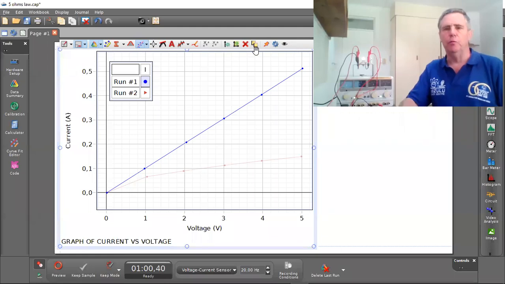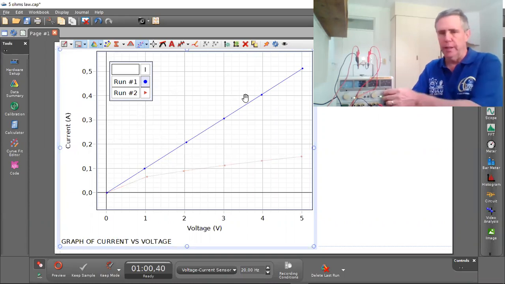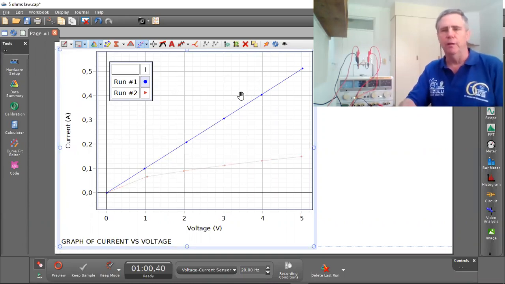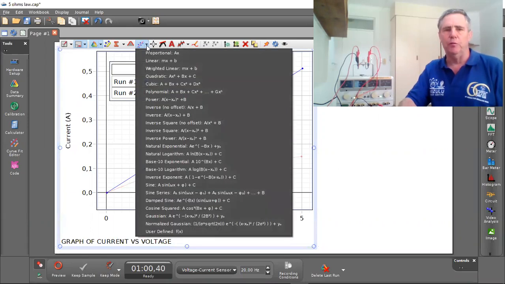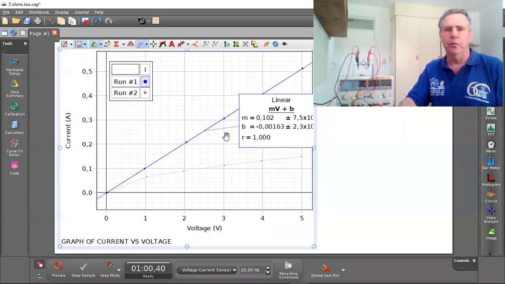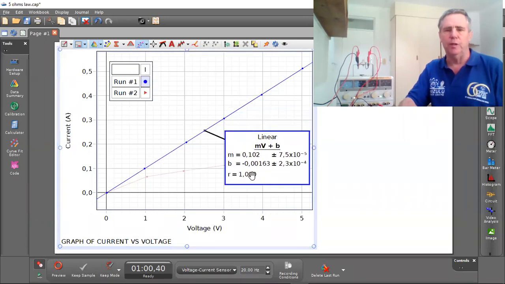Now, having finished with all our readings, I've just made the graph a little bit bigger so that we can see it. And again, the blue graph, run number 1, was for the resistor, the red graph, run number 2, for the light bulb. Now, let's focus on the blue graph, which looks like a nice direct proportionality. And what this great software allows us to do is to put a best fit line on it. So we're going to choose a linear best fit line, and you'll see that we get these figures here.